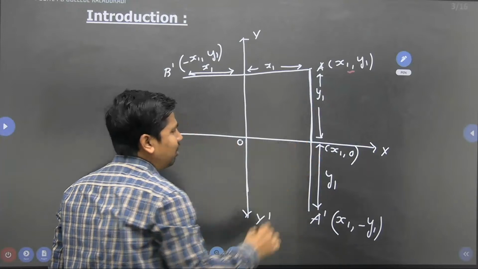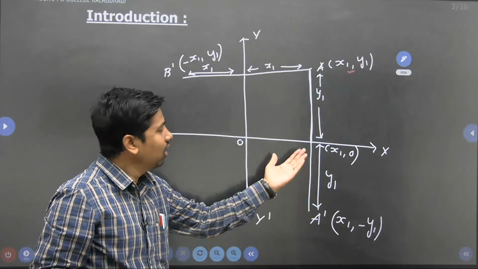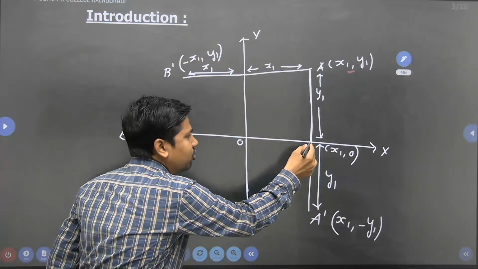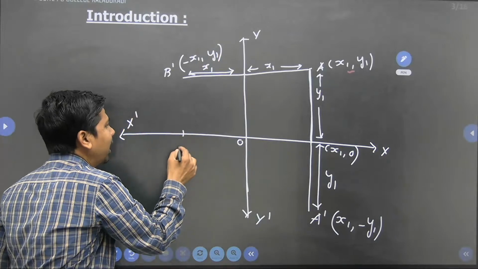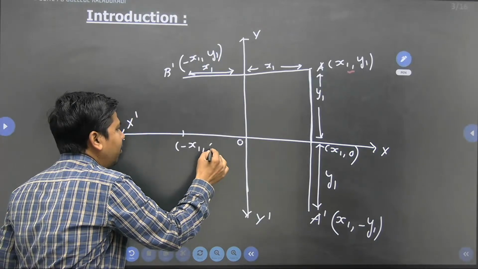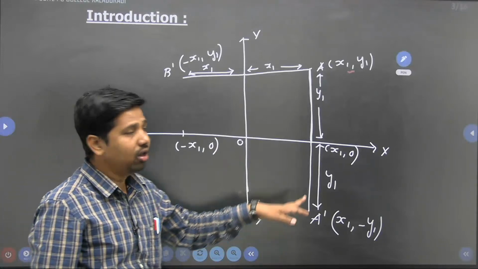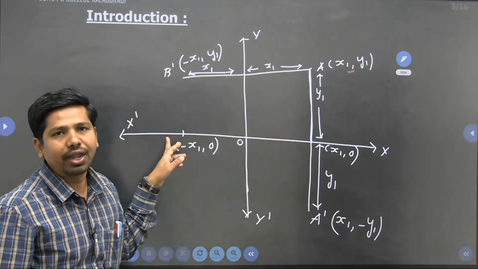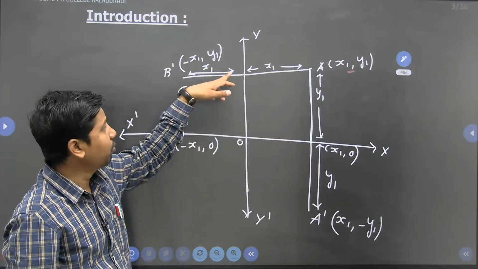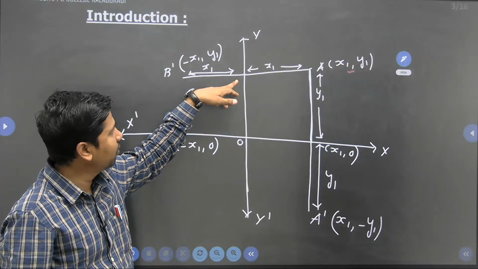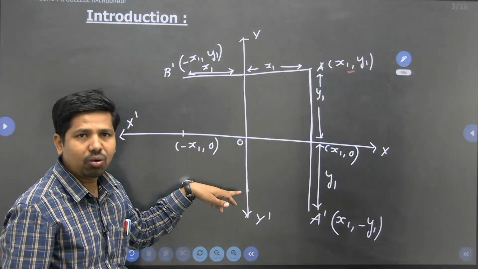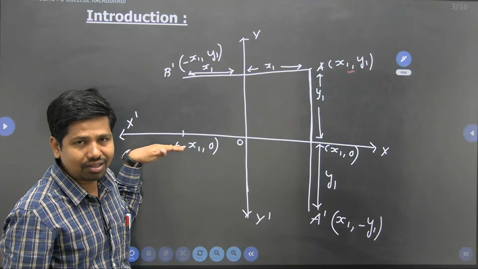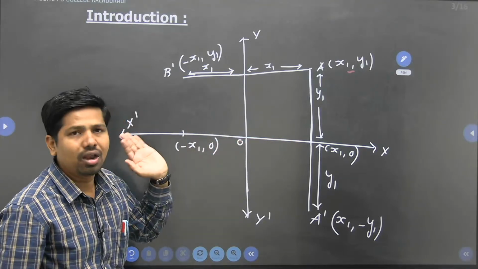So what will be its image about the x-axis? You cannot tell. You should tell the image of the point x1 comma 0 about the y-axis. This point is on the positive x-axis. Its image will be on the negative x-axis, that is minus x1 comma 0. The point is present on the positive x-axis, and its image about the y-axis will be on the negative x-axis. If the point I am taking is on the positive y-axis, its image about the x-axis will be the negative y-axis.